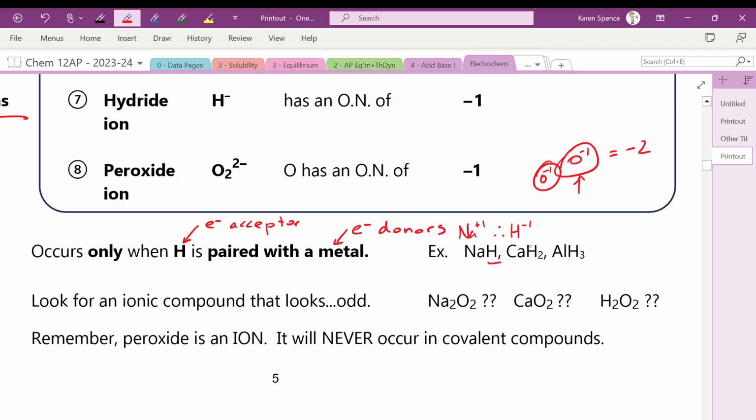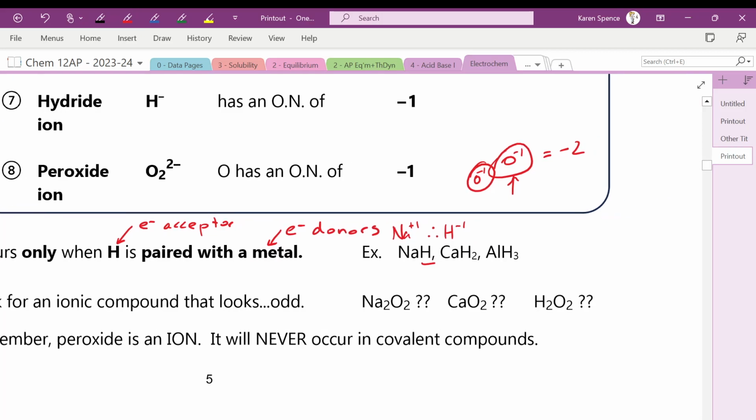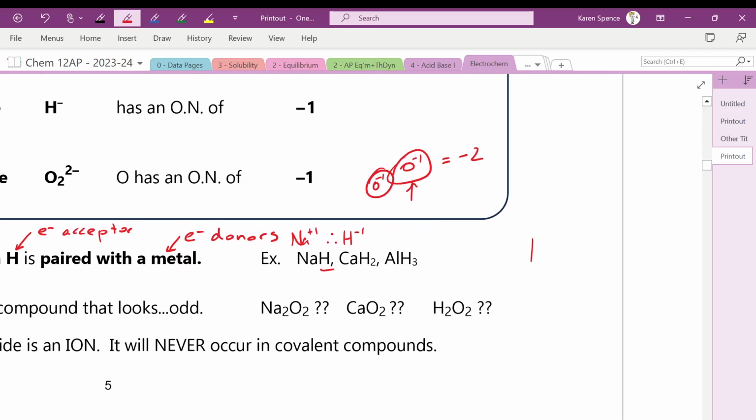When I ask you, what is the oxidation number of hydrogen in this compound? But if I was to ask you, what's the oxidation number of hydrogen in this compound? What would you say? +1, because chloride is -1 and hydrogen is +1. And we know that positive ions come first in compounds and negative ions go second, okay?